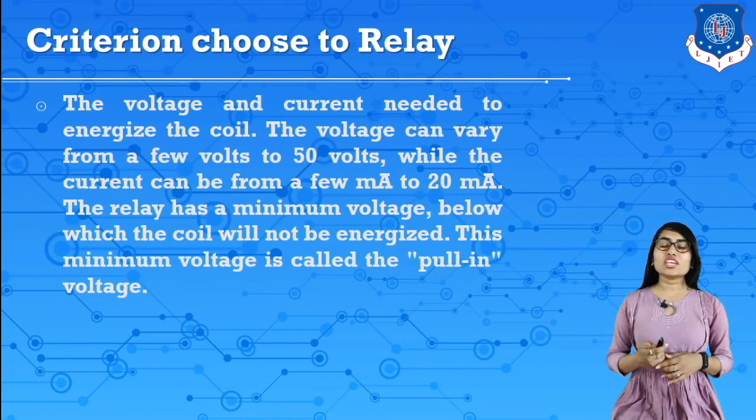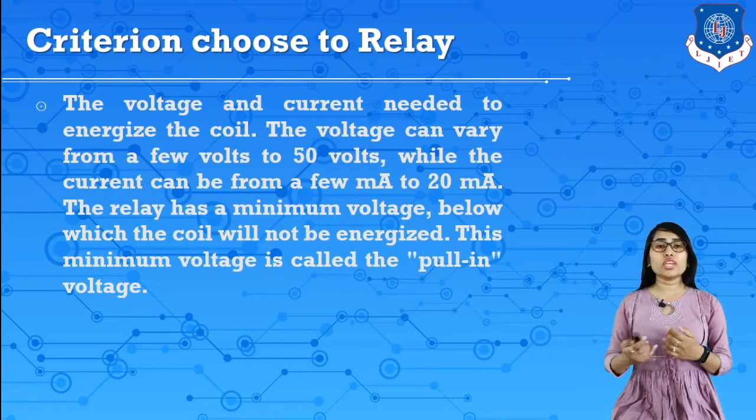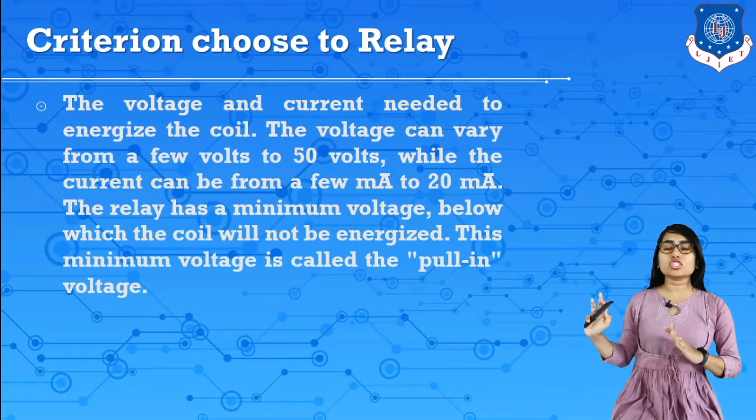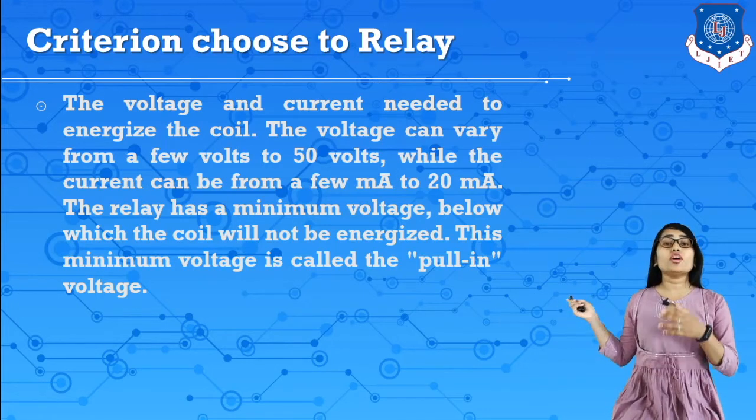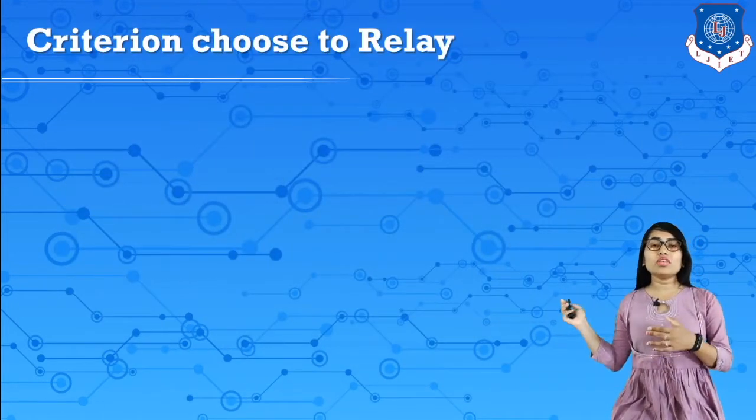Next is the voltage and current needed to energize the coil. We have to decide the voltage and current needed to energize the coil. The voltage can vary from a few volts to 50 volts, while the current can vary from a few milliamperes to 20 milliamperes. The relay has a minimum voltage below which the coil will not be energized. This minimum voltage is called the pull-in voltage. So we have to decide which type of relay will be suitable for our conditions or for our program.